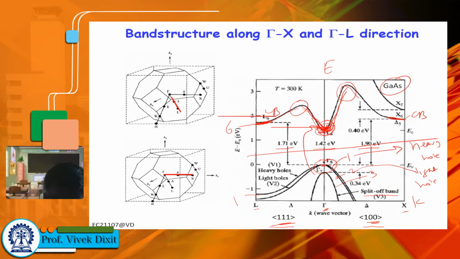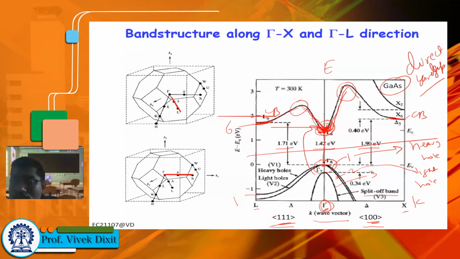So another thing you can notice here, because the minimum of the conduction band and the maximum of the valence band are exactly at the same wave vector, gamma, right? So such materials are called direct band gap. So this is the concept of direct band gap. Direct band gap materials are those in which the bottom of the lowest lying conduction band and the top of the valence band have the same wave vector.